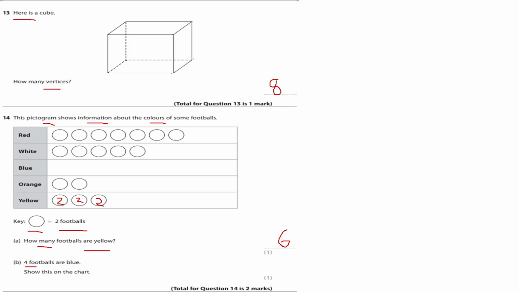Part B. 4 footballs are blue. Show this on the chart. So that'll be 1 circle and another circle, because each represents 2, and 2 plus 2, or 2 lots of 2, make 4.